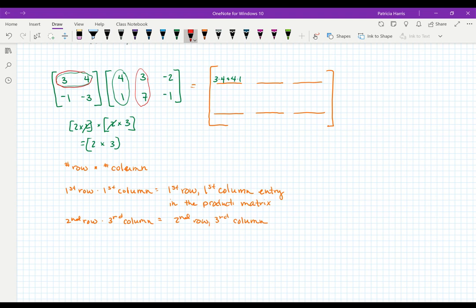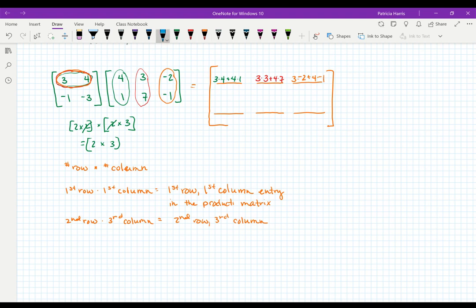First row again. So 3 times 3 plus 4 times 7. Move across again. And what you do is you find yourself, you kind of get into a rhythm, believe it or not. 3 times a negative 2 plus 4 times a negative 1.